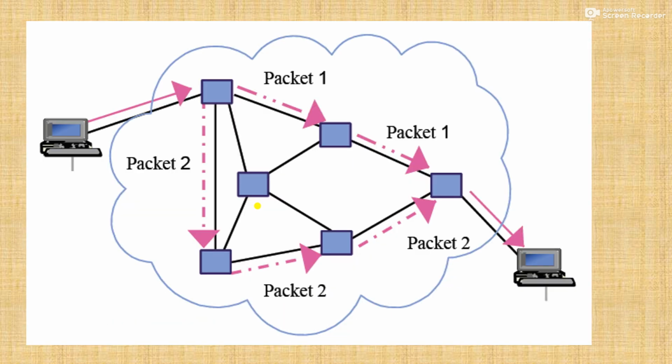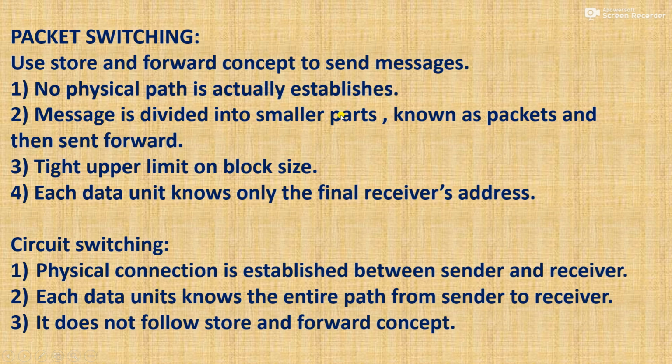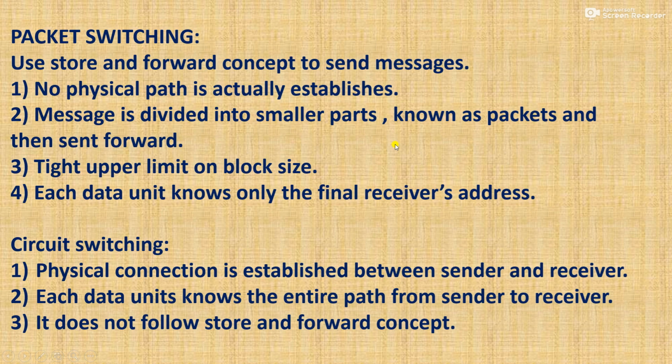In accordance with the packets, basically packets go from one computer to another computer. Okay. Tight upper limit on block size. Each data unit knows only the final receiver address. सिर्फ फाइनल एड्रेस पता होता है, वो चले जाते हैं, सारे पैकेट सेंड हो जाते हैं. What is circuit switching? ये बहुत इंपॉर्टेंट है. पैकेट्स ट्रांसफर कर रहे हो, so खुद सोचो वायरलेस कम्युनिकेशन है, and basically no physical connection is stabilized in packet switching, but in circuit switching physical connection is stabilized between sender and receiver.